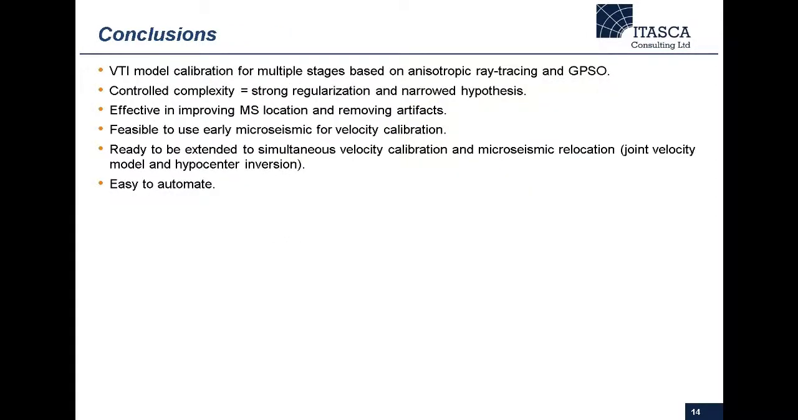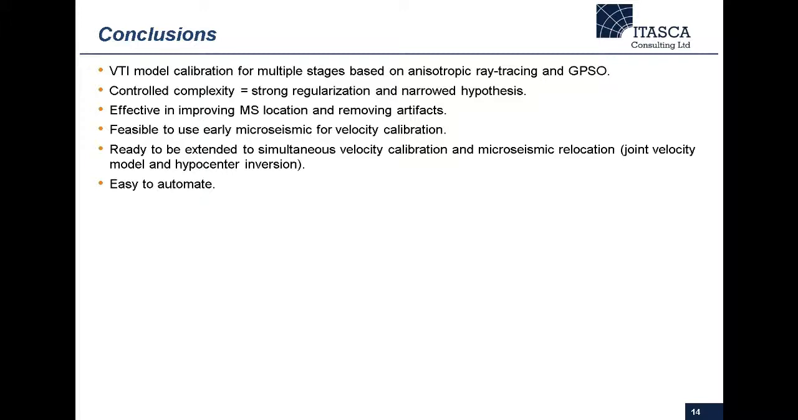So here I can conclude this presentation. We built a vertical transversely isotropic velocity model for multi-stage hydraulic stimulation, using ray tracing, which allows strong anisotropy, and using Gaussian Particle Swarm Optimization. The controlled complexity idea is to add a strong regularization so that you can narrow the hypothesis space of your model to the ones that are consistent with your understanding, with our experience looking at microseismic data for years and years. Right?